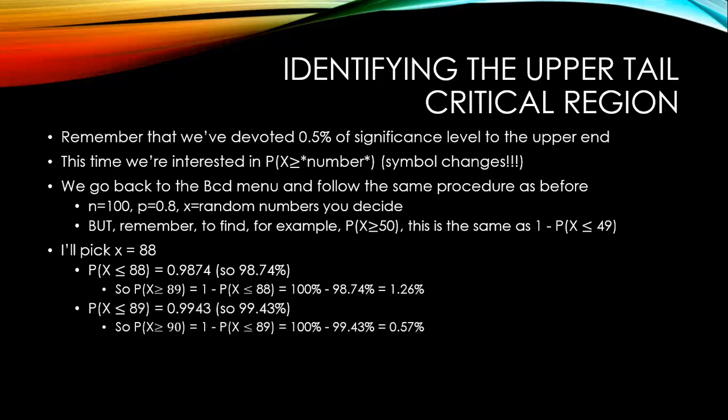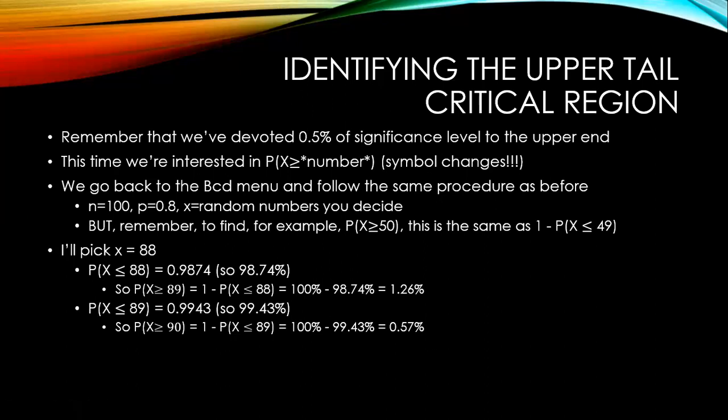So let's keep going. If we go back to the calculator, still in that binomial CD function, we're going to put x equals 89. Number of trials still 100, we still have a sample size of 100, p 0.8. What do we get? We get 0.9943, so a 99.43% chance of getting 89 or fewer successes.